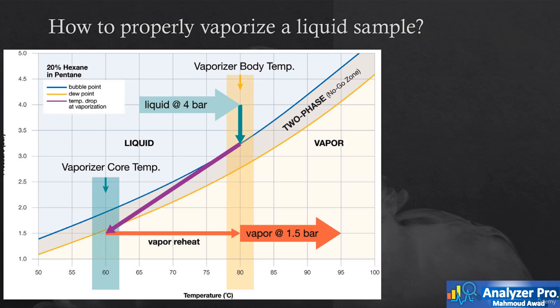Between the bubble point and dew point lines is what we call the no-go zone. This zone is the boiling range of the sample. Here, the mixture is in two phases, part liquid and part vapor. Once a sample falls into the no-go zone, it is fractionated and no longer suitable for analysis. The objective in vaporization is to set the temperature, flow, and pressure so that the sample skips instantly from the liquid side of the no-go zone to the vapor side of the no-go zone.